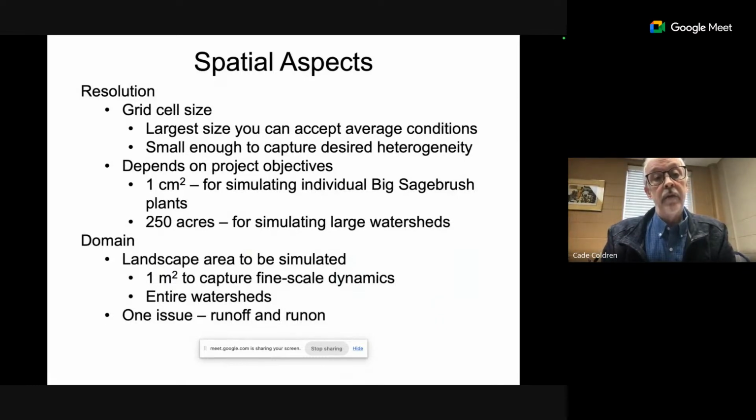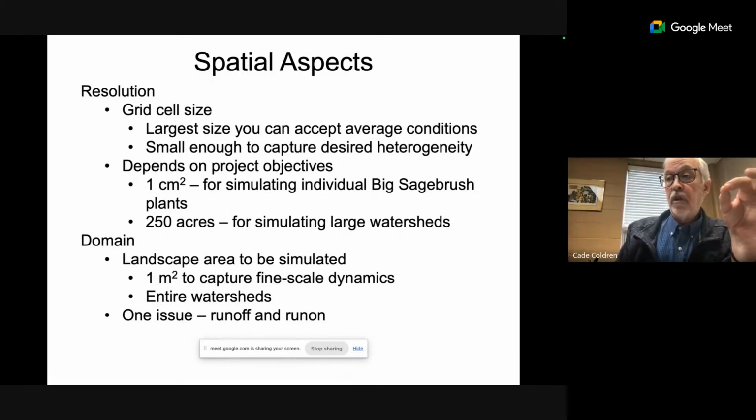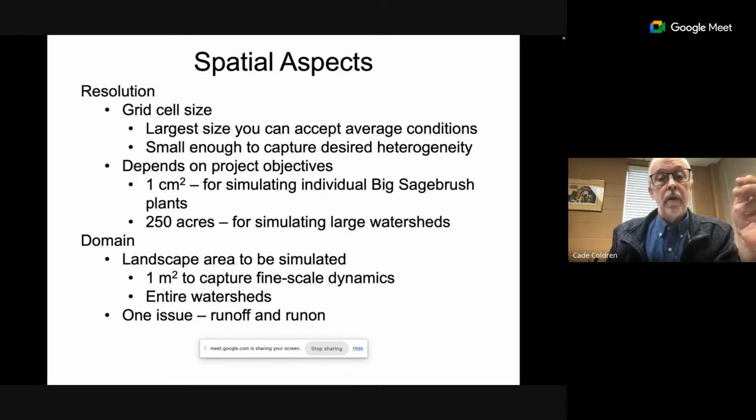And then there's spatial aspects. So we have a grid that we apply where we handle all of our spatial heterogeneity. And decisions have to be made for each project on what the resolution of that grid is, the cell size. The way we approach it is that the size of the cell is the largest in which you can accept average conditions, meaning everything in that cell is going to be uniform. But it also has to be small enough to capture heterogeneity that we need in a lot of our applications.